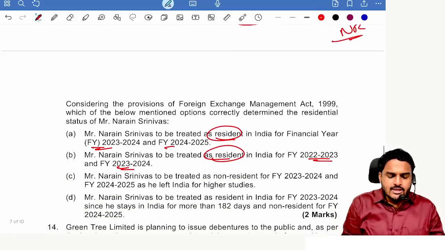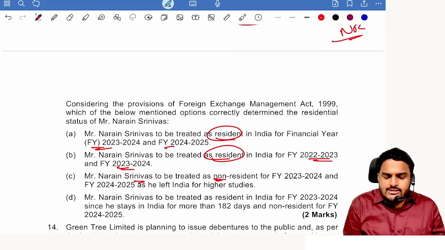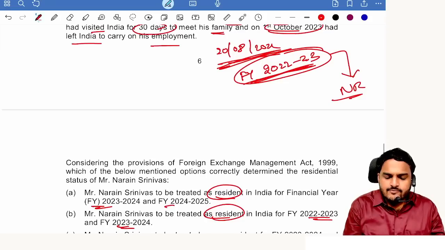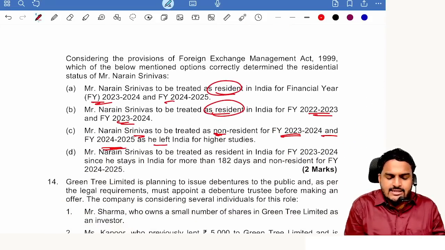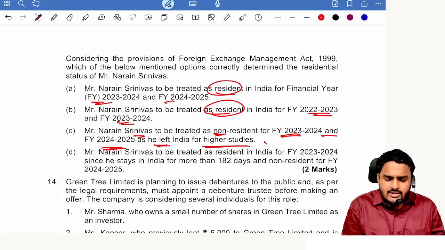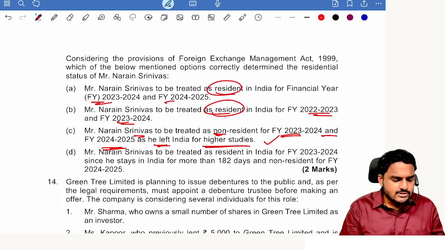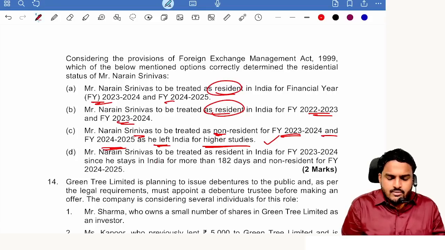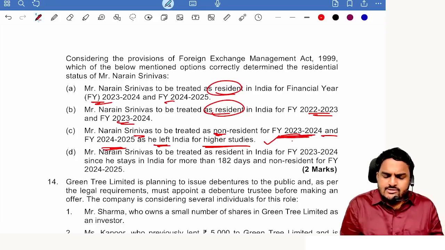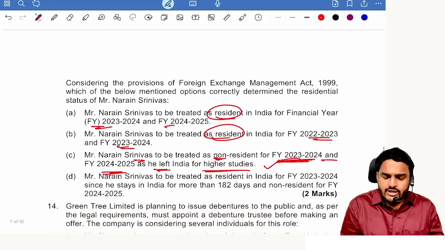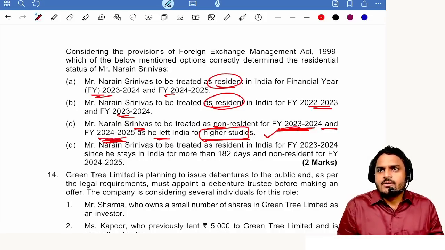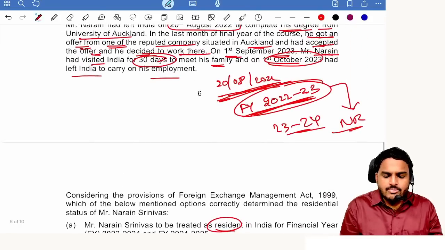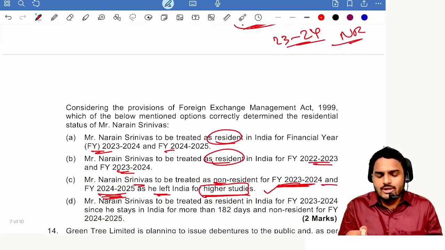Let's see the options. Mr. Srinivas to be treated as non-resident for financial year 23-24. Yes, for financial year 23-24, he is non-resident only. And financial year 24-25, as he left India for higher studies. Suitable option. Let's see another option also. For financial year 23-24, he is non-resident, correct? Yes. 24-25 also non-resident. But here, higher studies point is mentioned for financial year 24-25. In 23-24 itself, he got a job. So let's see another option.